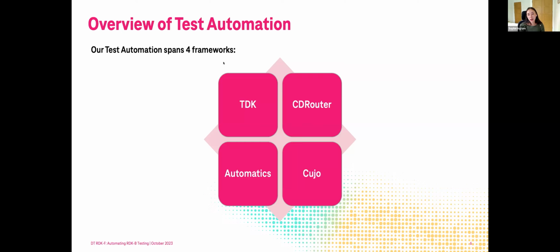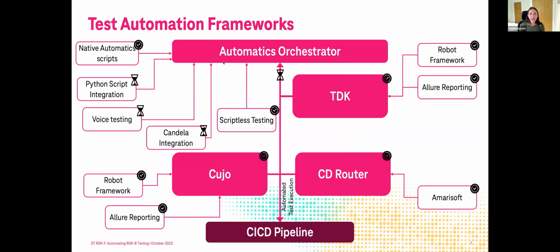Then we also are using CDRouter quite heavily, as I mentioned earlier. And also we have one additional framework here, which is Cujo, which is specifically looking at one of our security frameworks. And how this fits together is that we are using automatics as an overall orchestrator. And we have lots of different elements coming into this, but what's really nice about the 4 frameworks that we are using is they fit in really nicely together.